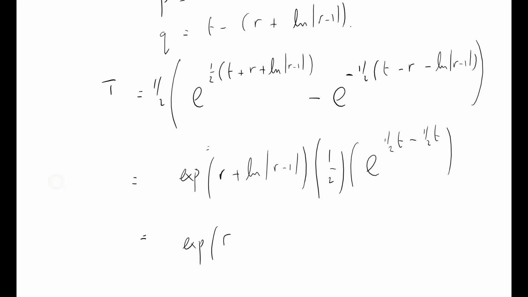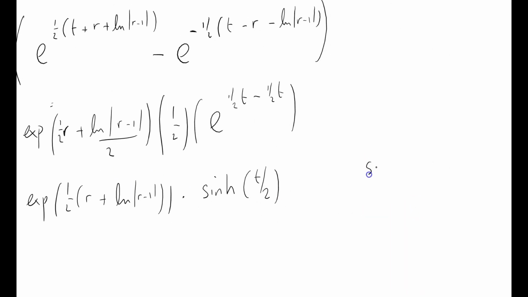Oh no, there's a half missing. Half, and I'll put over 2 there as well. Half r plus log mod r minus 1 times, this thing here is hyperbolic sine of t over 2.